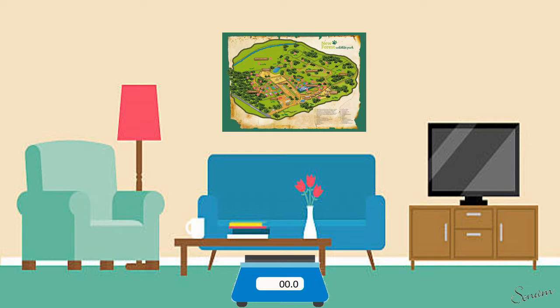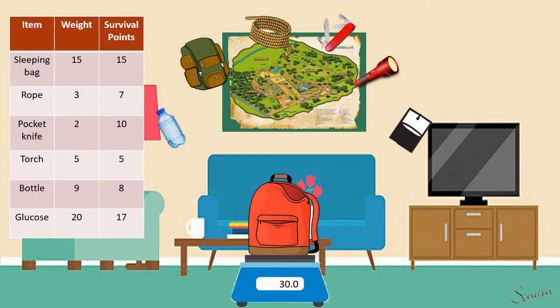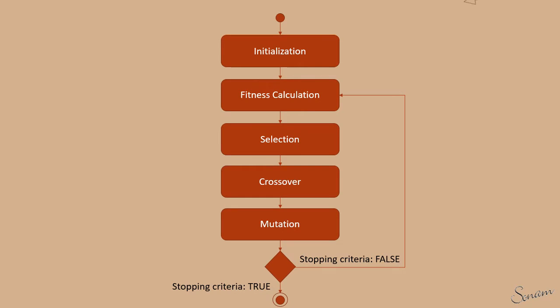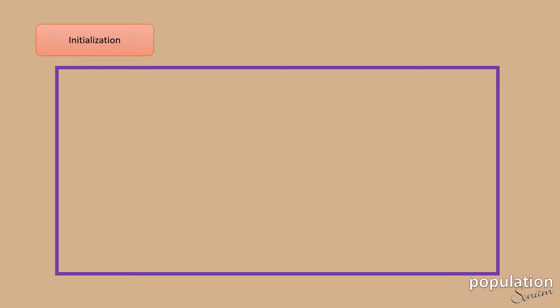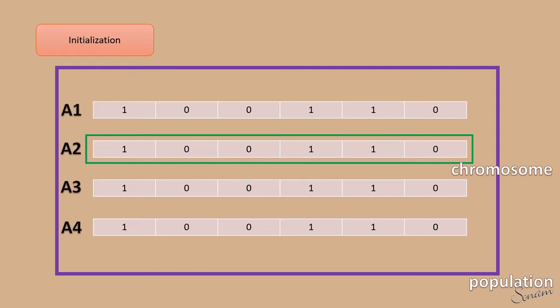Let's say, you are going to spend a month in the wilderness. The only thing you are carrying is the backpack, which can hold a maximum weight of 30 kilograms. Now you have different survival items, each having its own survival points. Your objective is to maximize the survival points. Let's start with initialization, which is the first step in genetic algorithm. Our first step would be defining our population, which will contain individuals, each having their own set of chromosomes. We know that chromosomes are binary strings, where for this problem, 1 would mean that the following item is taken and 0 meaning that it is dropped.